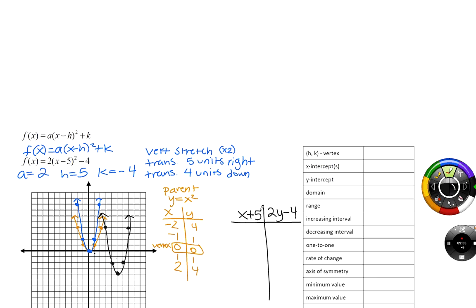So negative 2 plus 5 would give us 3. Negative 1 plus 5, 4. 0 plus 5, 5. 1 plus 5, 6, and 2 plus 5 would be 7.